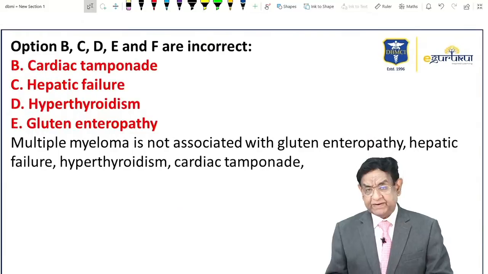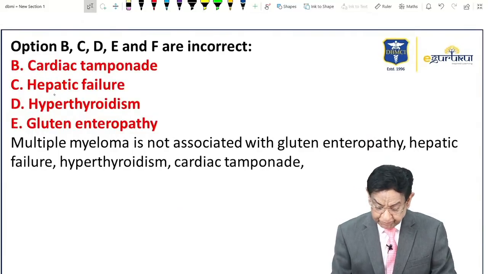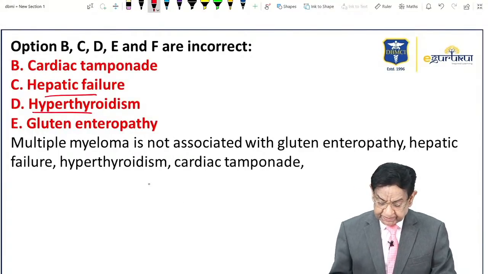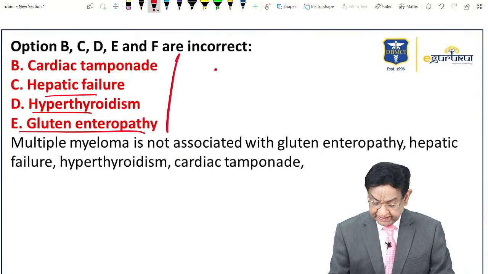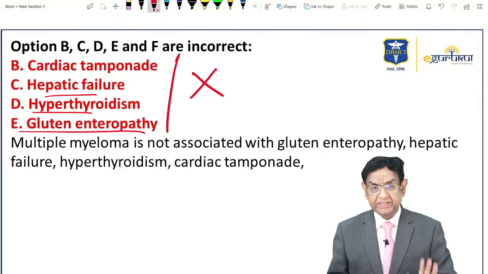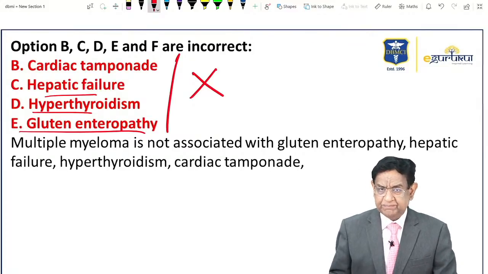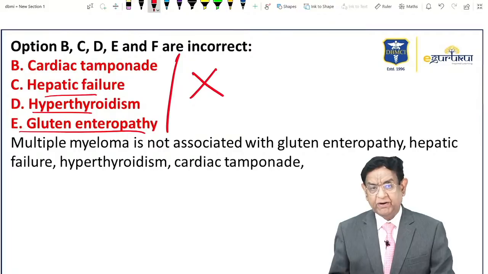Well, other options that we have in the question: cardiac tamponade, heart failure, hyperthyroid, gluten enteropathy. Multiple myeloma is not associated with any of these. So beyond doubt, the best answer to this question was amyloid.